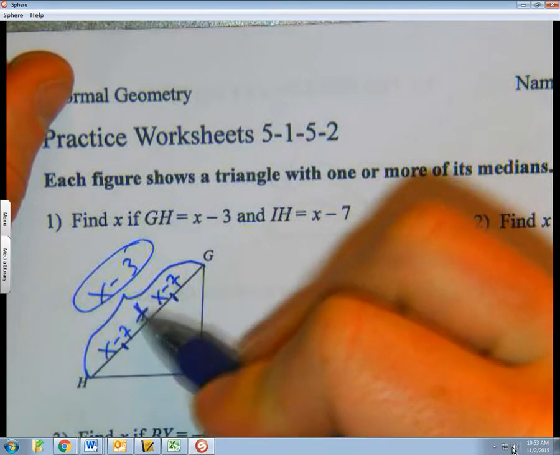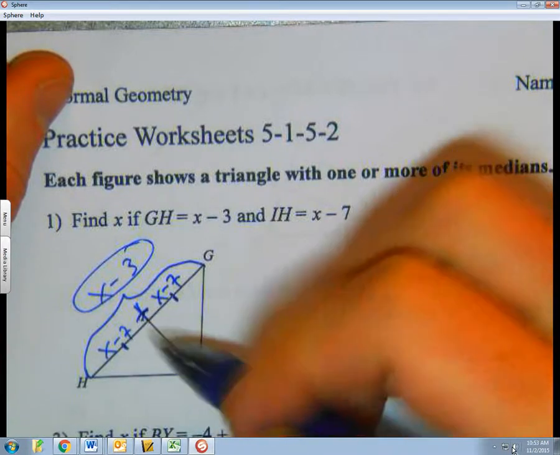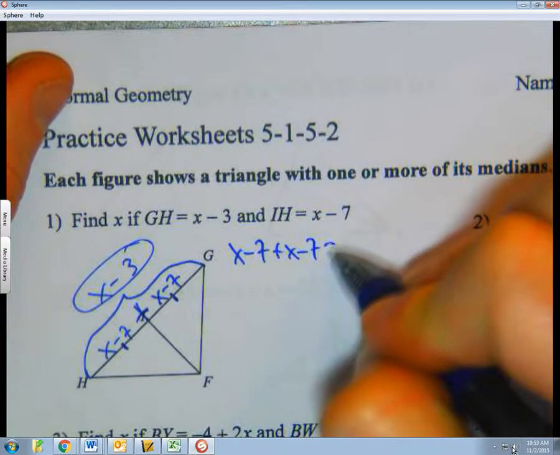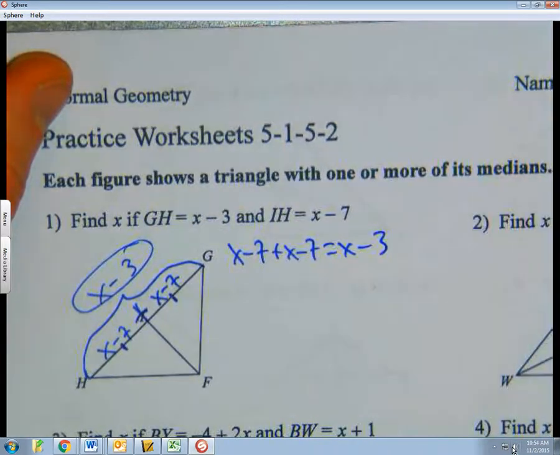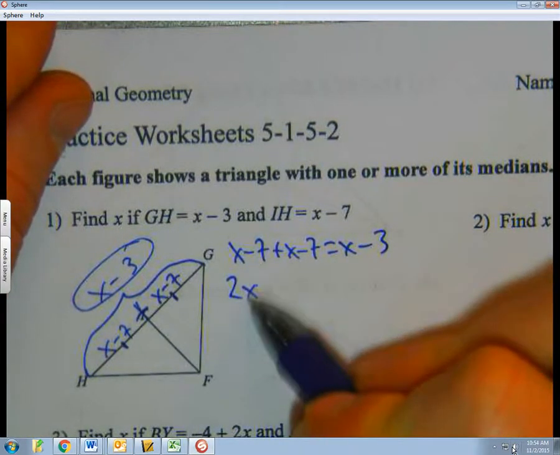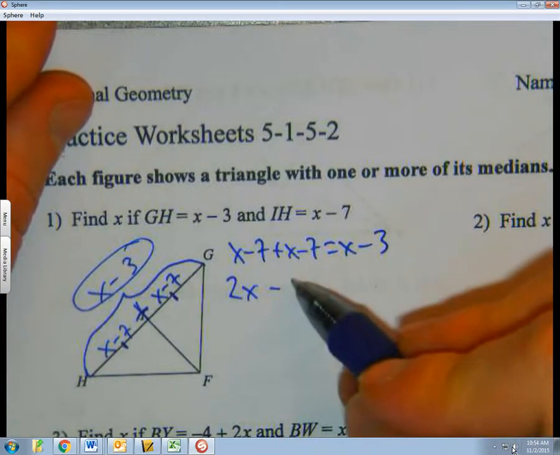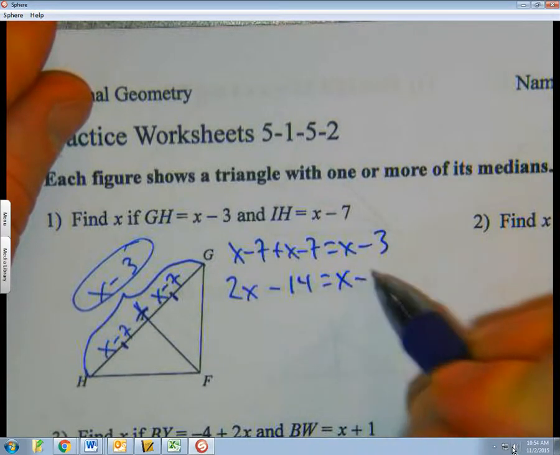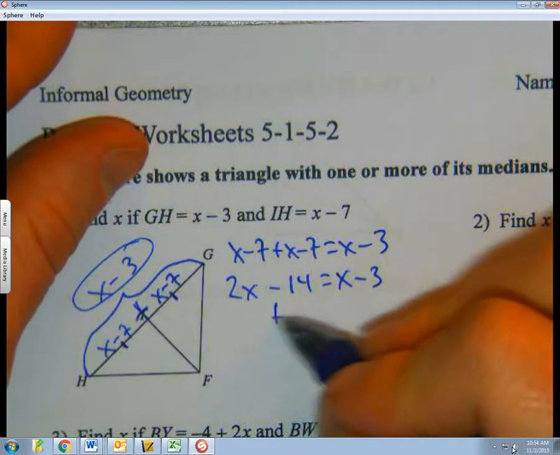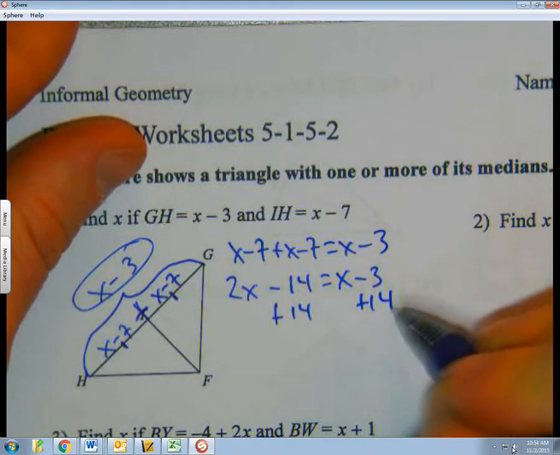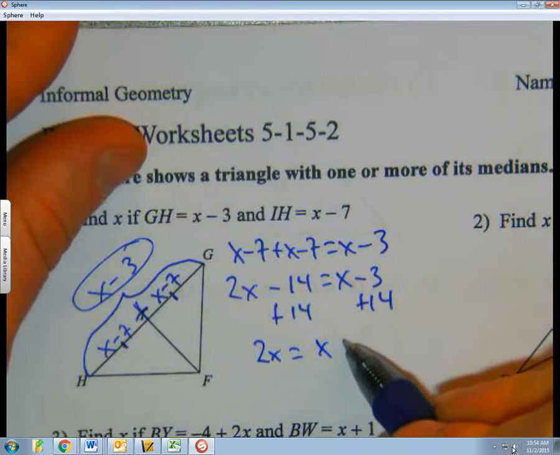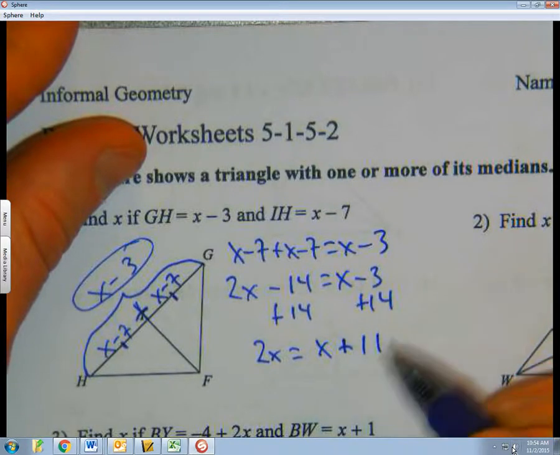So I'll write the whole thing out. x minus 7 plus x minus 7 is x minus 3. I'm going to combine like terms. I have 2x minus 14 equals x minus 3. Golden rules of algebra, zeros and ones. 2x minus x is x, and then add 14 to get x is 11.